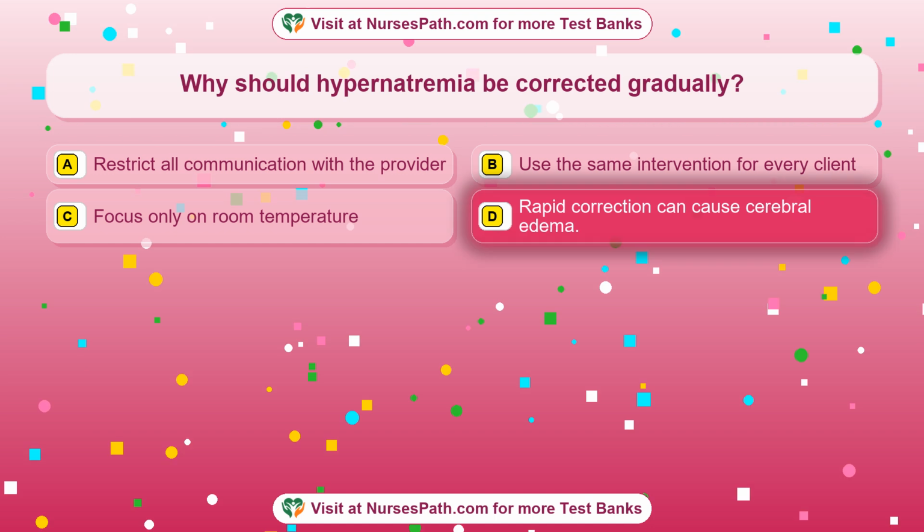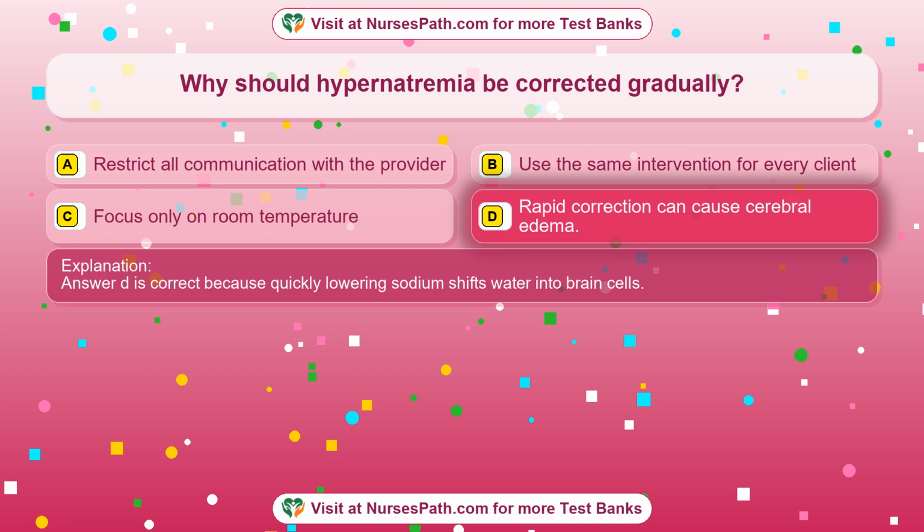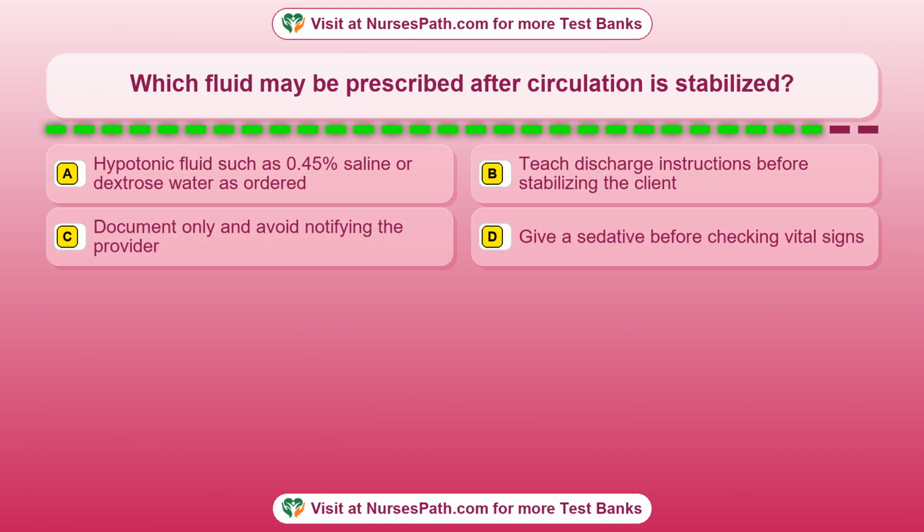The correct answer is option D. Rapid correction can cause cerebral edema. Answer D is correct because quickly lowering sodium shifts water into brain cells. Question 5. Which fluid may be prescribed after circulation is stabilized? Option A. Hypotonic fluid such as 0.45% saline or dextrose water as ordered.